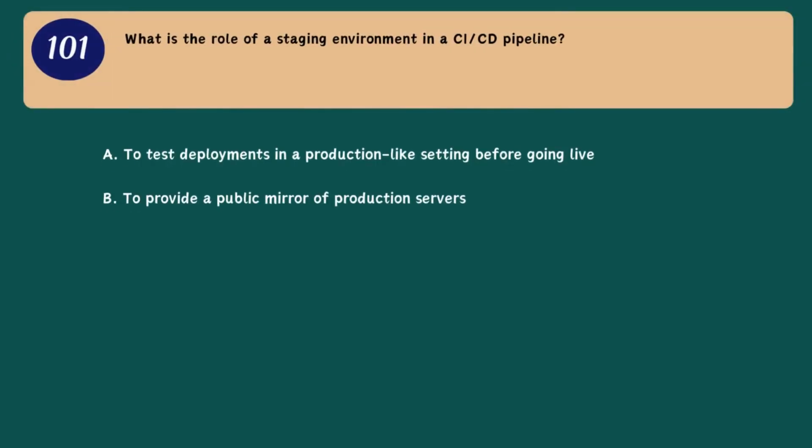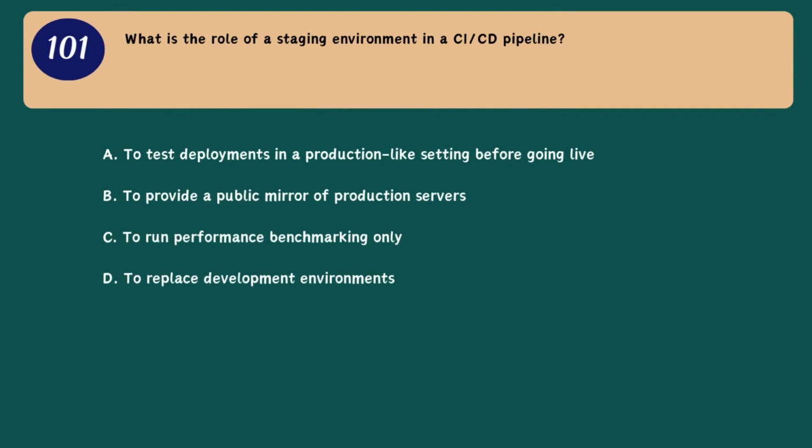Question 101. What is the role of a staging environment in a CI/CD pipeline? A. To test deployments in a production-like setting before going live. B. To provide a public mirror of production servers. C. To run performance benchmarking only. D. To replace development environments.